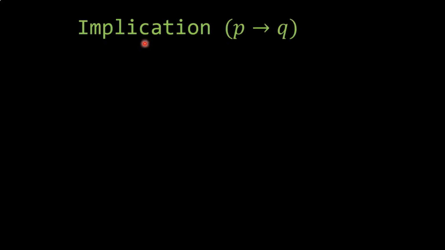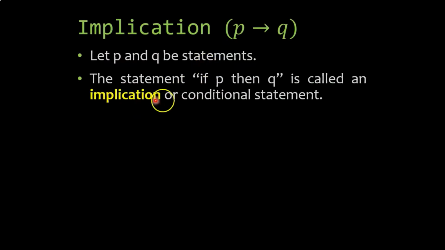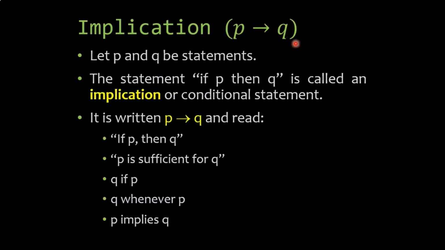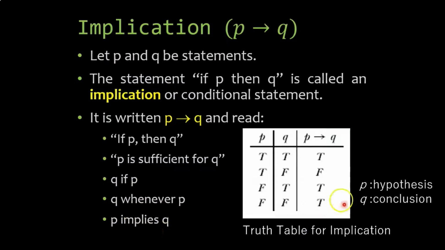Implication. Implication can be explained as follows. Let P and Q be statements. The statement for implication is if P then Q. Implication can also be known as the conditional statement. This is the symbol for if P then Q. There are many ways to read the symbol, such as if P then Q, P is sufficient for Q, Q if P, Q whenever P, and P implies Q. The truth table for implication will be like this. We use P as the hypothesis and Q as the conclusion for this type of implication.